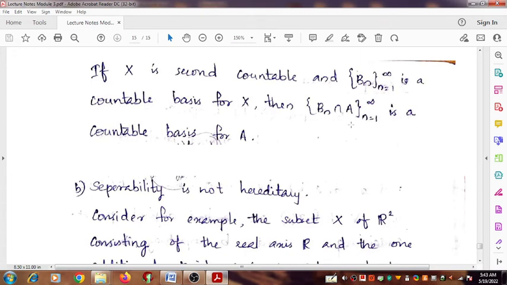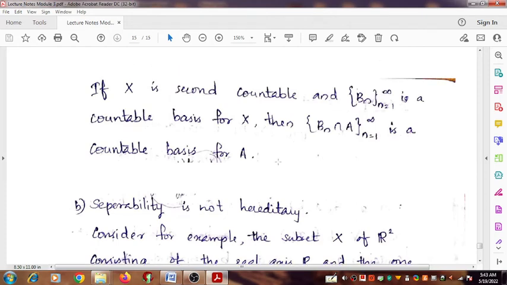So this is also simple. The rest is not done here, so we can verify that.